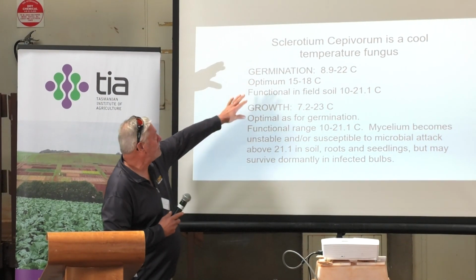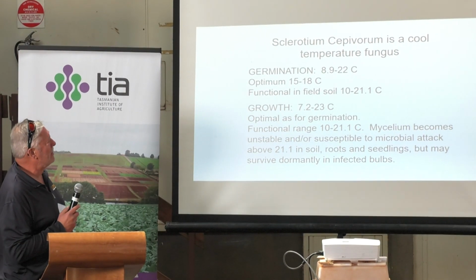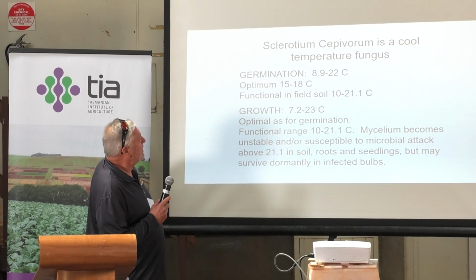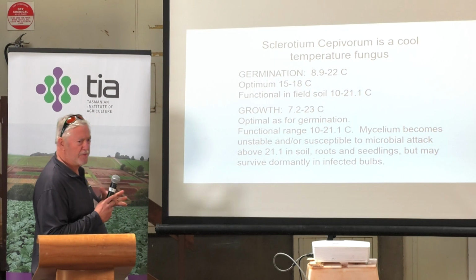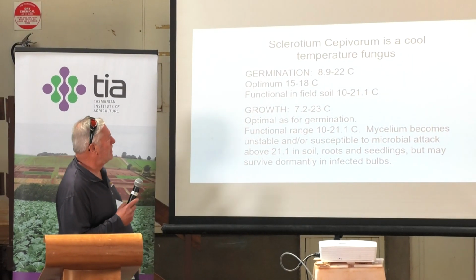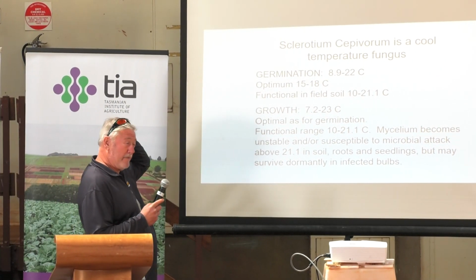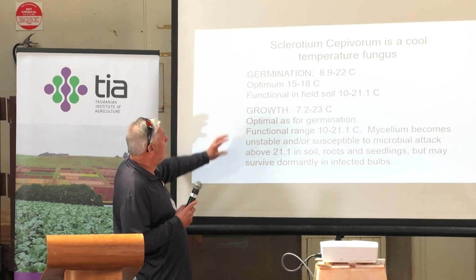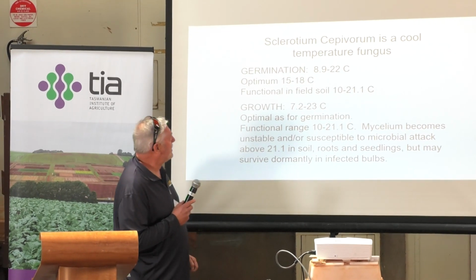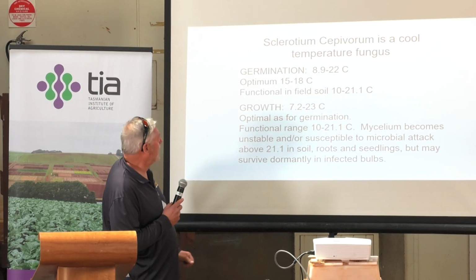I failed to mention earlier, but the pathogen, Sclerotium cepivorum, is a sterile fungus. It's an ascomycete related to Sclerotinia and Botrytis, but biologically it is much more narrow in its appearance and variability. It's not very variable, and people don't find a lot of variability around the world. It's a cool weather fungus. It can germinate at 9 to 22 C with an optimum of 15 to 18 centigrade.